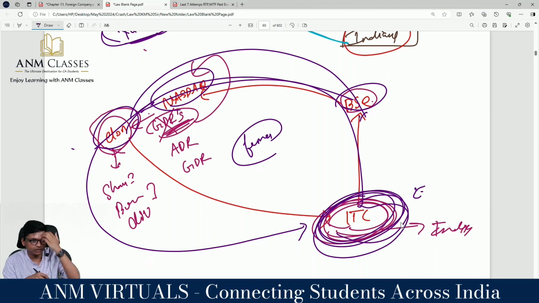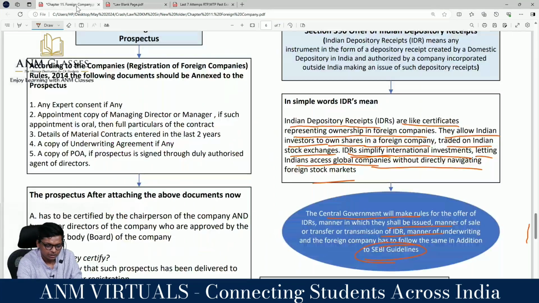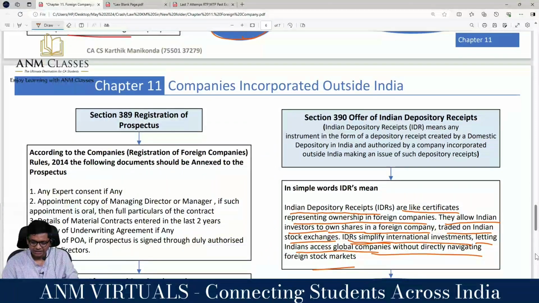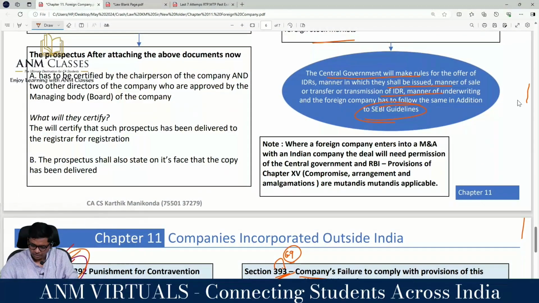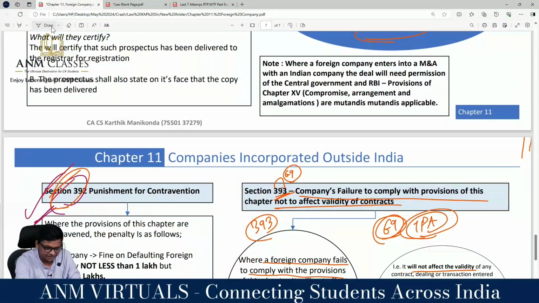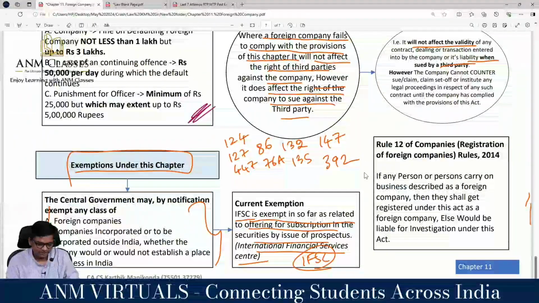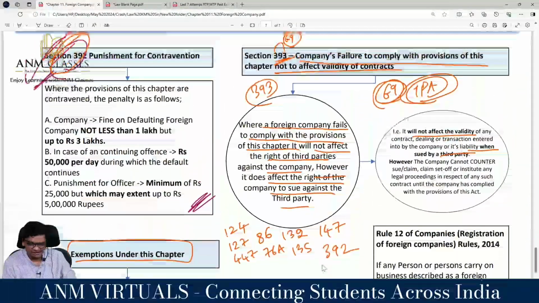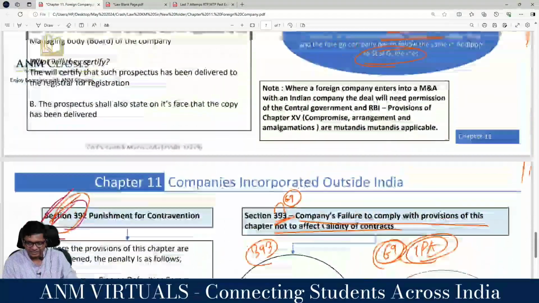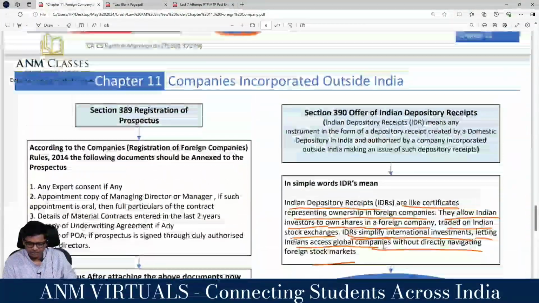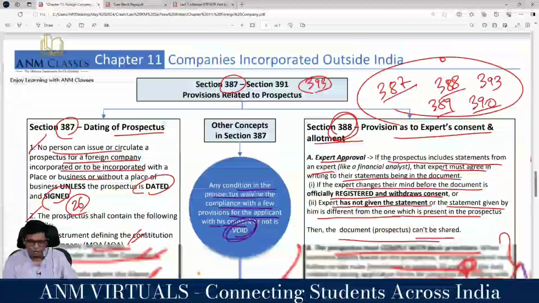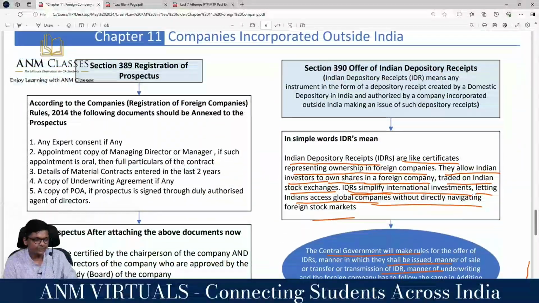That's it. This is ADRs and GDRs. That's what we have here. What is an Indian Depository Receipt? Are you following, guys? Just one more section left. I'm just checking if everything is done. Yes, the punishment, everything is done. Section 393, company's failure, is done. I am done with the offer of Indian Depository Receipts. This also is done. This side, one small section, again prospectus related.